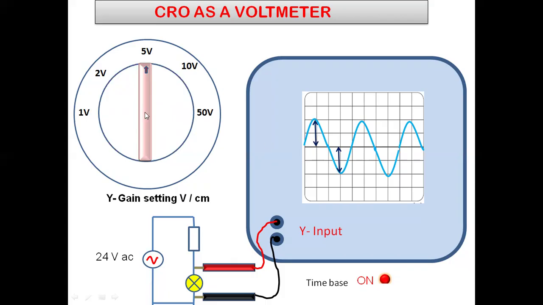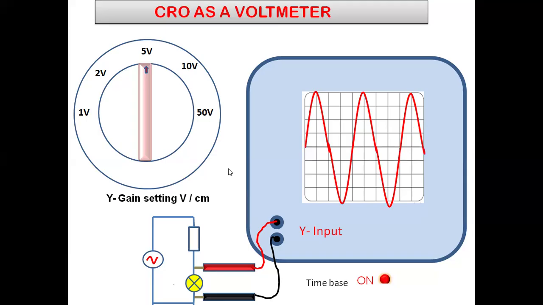The setting is 5 volt. So we can calculate the voltage of the supply, that is the Y gain setting of 5 volt per centimeter multiplied by the number of boxes. The number of boxes is 2, so it means 10 volt. If any higher voltage is to be measured, then the setting has to be changed. Like this voltage. So how much is the voltage? How do we calculate? We count the number of boxes and multiply by the Y gain setting.